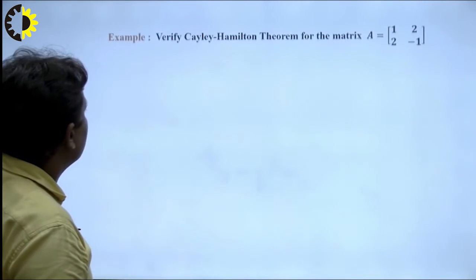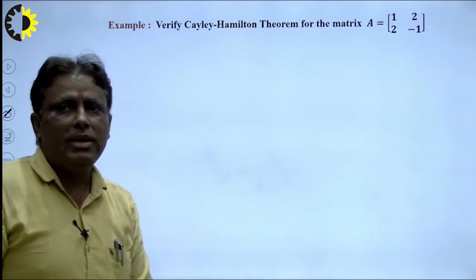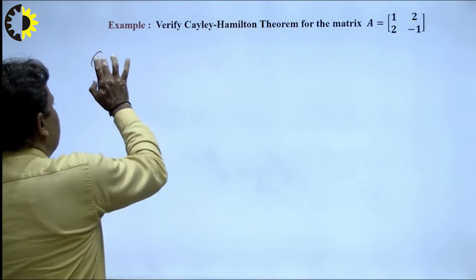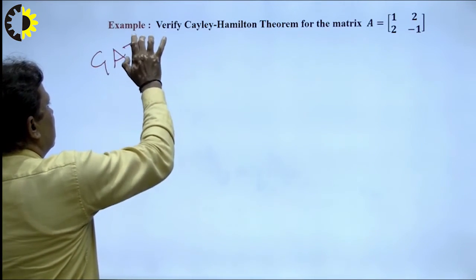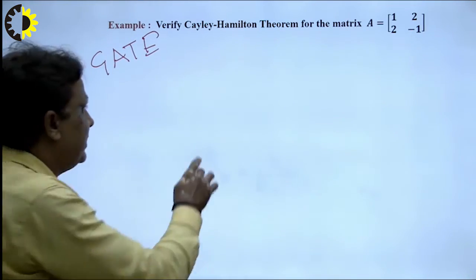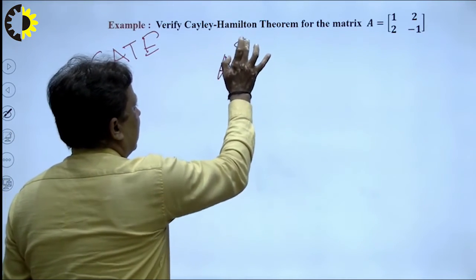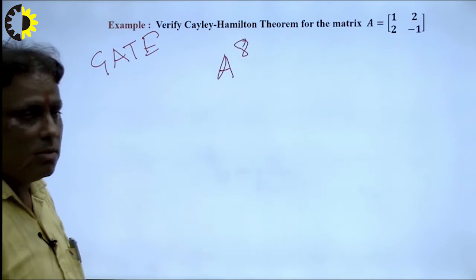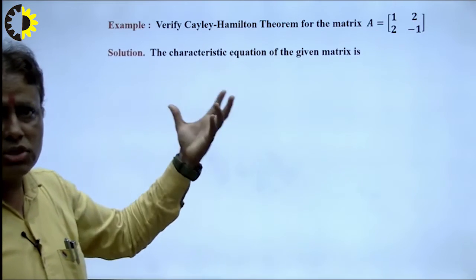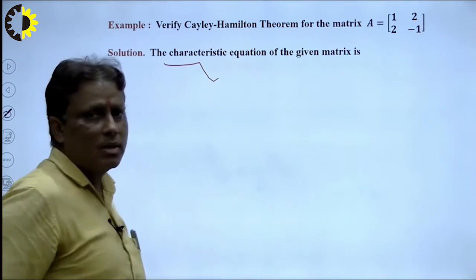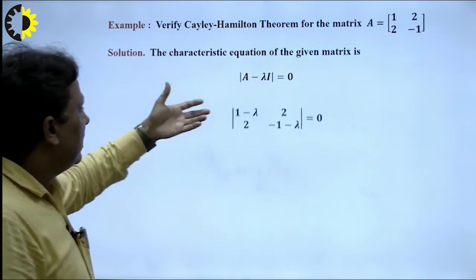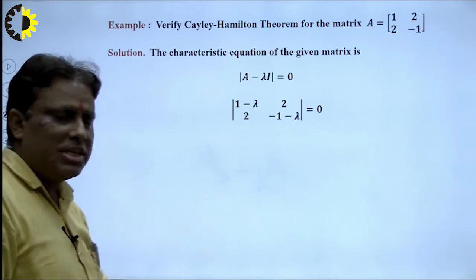Now we discuss a question: verify the Cayley-Hamilton theorem for A equal to this. How to get the result? This question arises in the GATE exam in the form: verify the Cayley-Hamilton theorem and obtain the value of A raised to the power 8. We discuss here just now the role of the Cayley-Hamilton theorem. First of all we calculate the characteristic equation. How to get the characteristic equation? A minus lambda I is equal to 0, and we subtract lambda from the diagonal. We can calculate it directly. How?